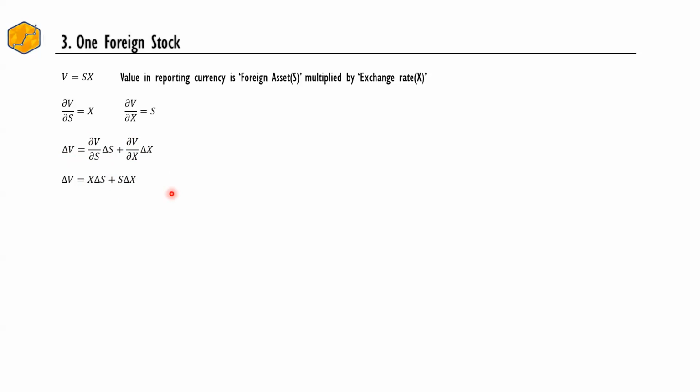Remember what I told you: for FX, for commodity, and for equity, the sensitivity is expressed in terms of returns. So here we do one more step. Multiply S here, divide S here. Multiply X here, divide X here. So that we get this, which is returns on the stock, and this, which is returns on the exchange rate.